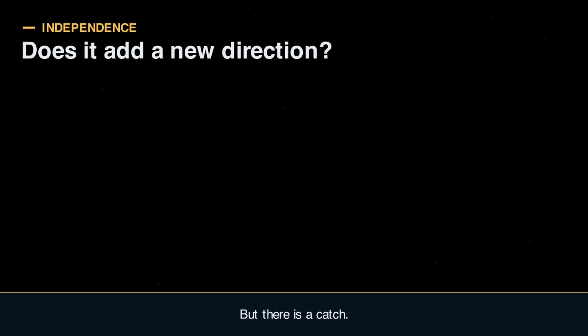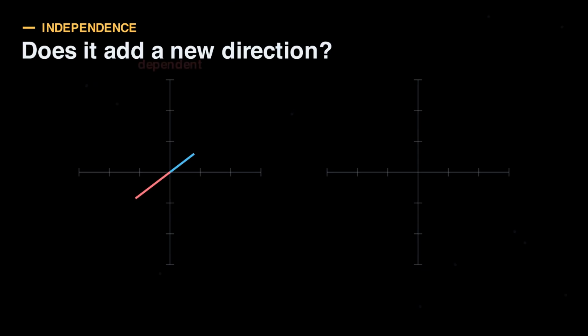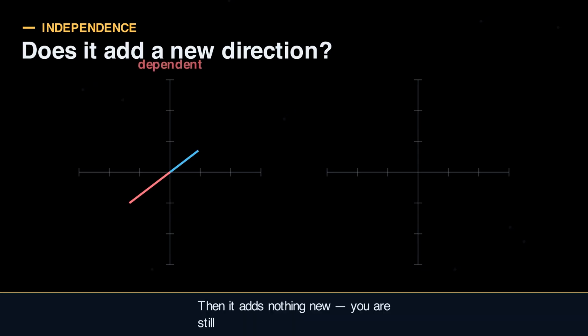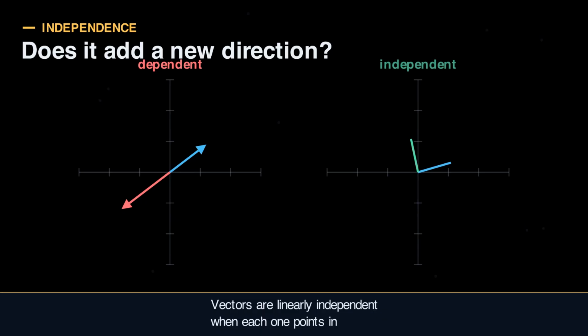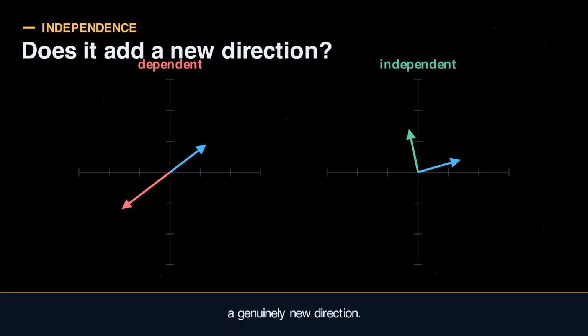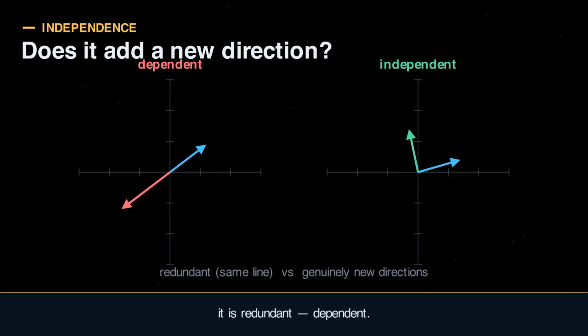But there is a catch. What if the second vector points along the same line as the first? Then it adds nothing new, you are still stuck on that one line. Vectors are linearly independent when each one points in a genuinely new direction. If one is just a combination of the others, it is redundant, dependent.